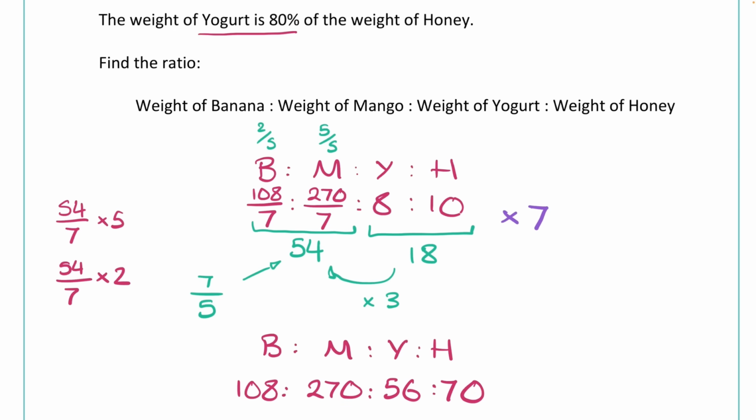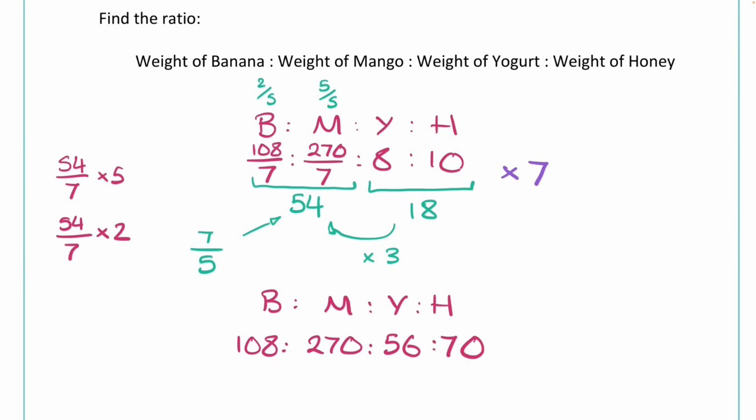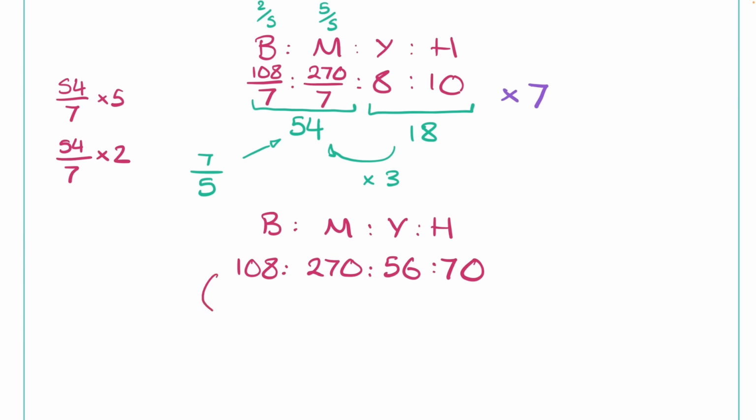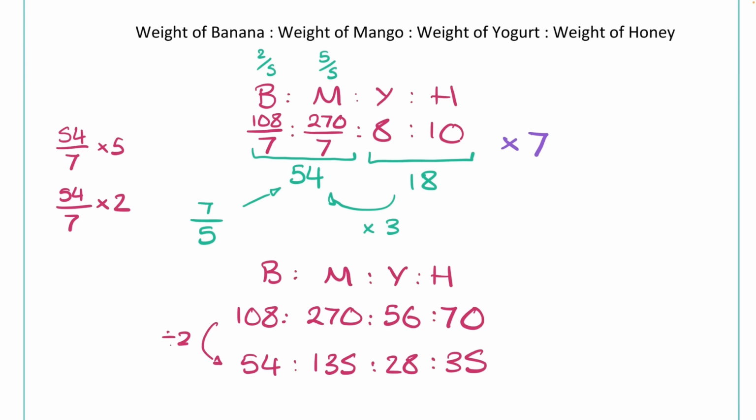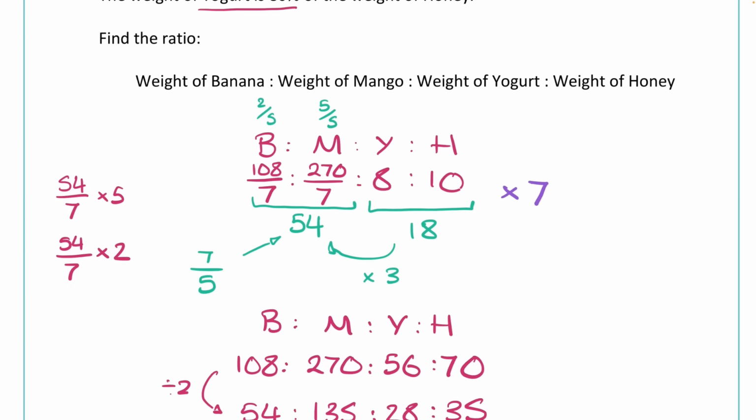And there we go, there is the ratio for the weight of banana to the weight of mango to the weight of yoghurt to the weight of honey. Now you could write this in its simplest form, it doesn't say you have to, but of course all of these do divide by 2, so you could write that as 54, 135, 28 and 35. But any equivalent ratio there would be absolutely fine. We've just cleared out some of those fractions.